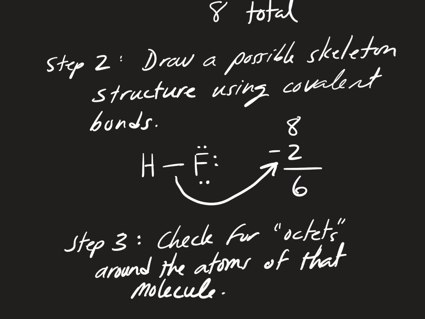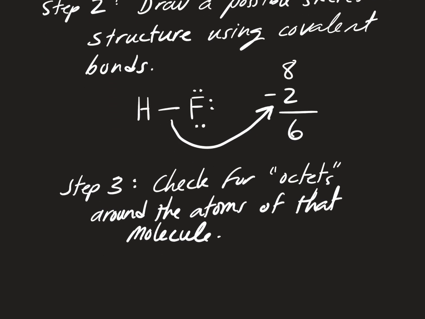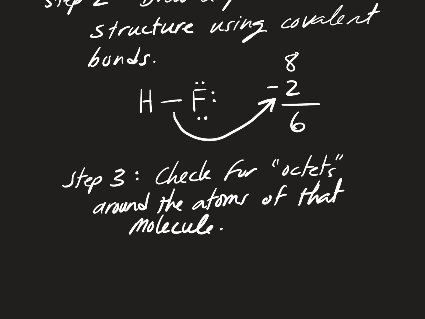I should have included another step there. I just talked through the step and I didn't say, hey, step 3 is check for octets around the atoms. And that's what we did just previously. Okay, if we have octets all the way around, we've got the answer. All right, so let's try some other examples, and then I want to get you started on your worksheet.